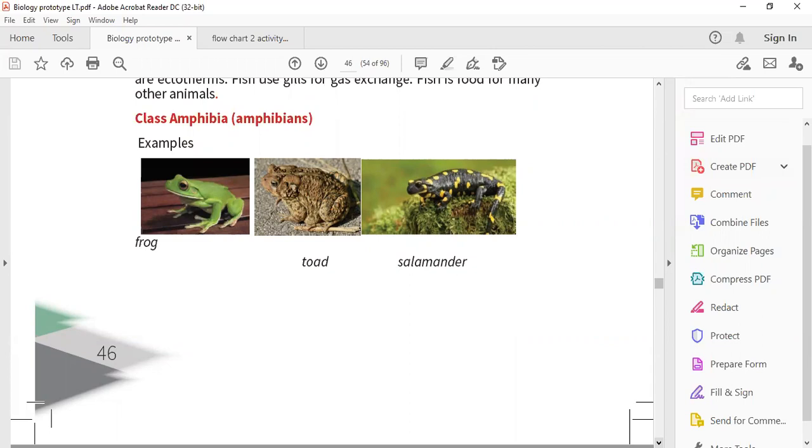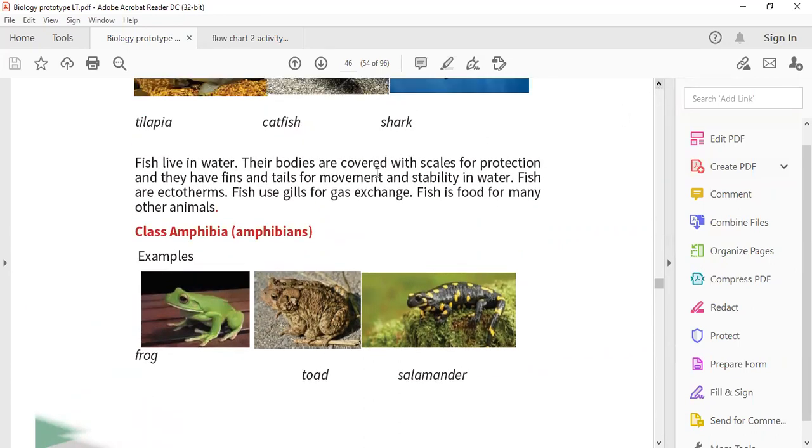There's another called pitching, and yawing. Those are different instabilities that fish find or get while in water. But with the help of its fins, it is able to control its movement. That's why we say here that they have fins and tails for movement and stability in water.